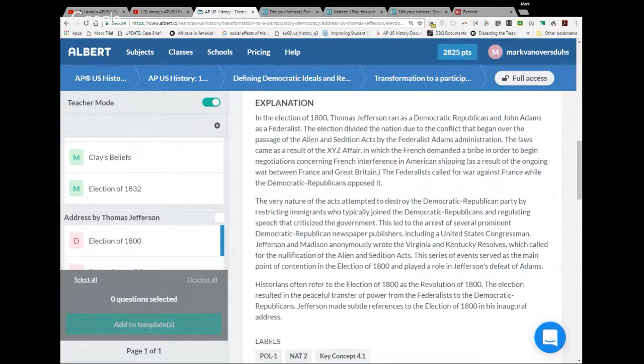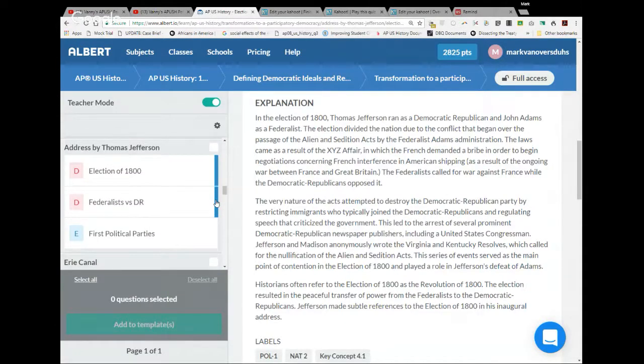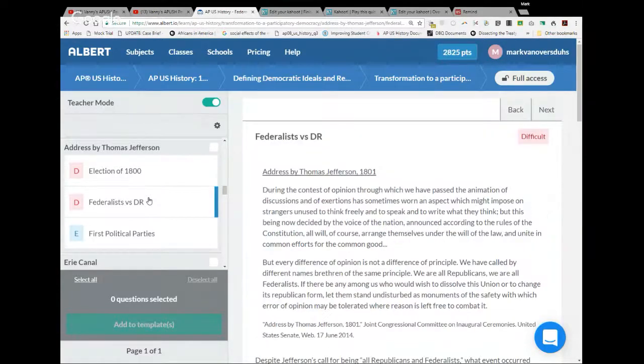We had a United States congressman arrested for violating those laws. We know that Jefferson and Madison wrote the Virginia and Kentucky Resolutions, which put out there the idea of nullification and operated on the idea of compact theory. And this was part of why Adams was defeated in the election of 1800. And of course, we've already talked about why it was considered a revolution.